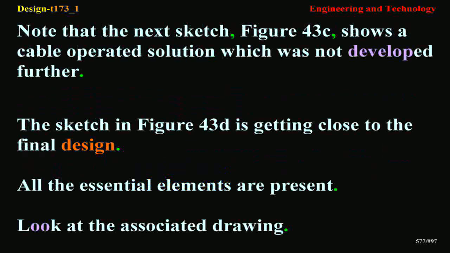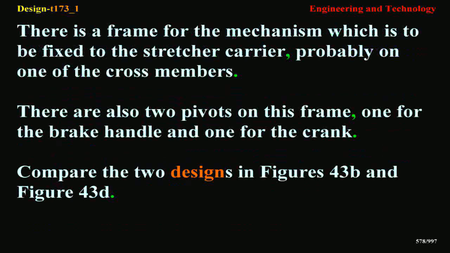The sketch in figure 43d is getting close to the final design. All the essential elements are present. Look at the associated drawing. There is a frame for the mechanism which is to be fixed to the stretcher carrier, probably on one of the cross members. There are also 2 pivots on this frame, one for the brake handle and one for the crank. Compare the 2 designs in figures 43b and 43d.